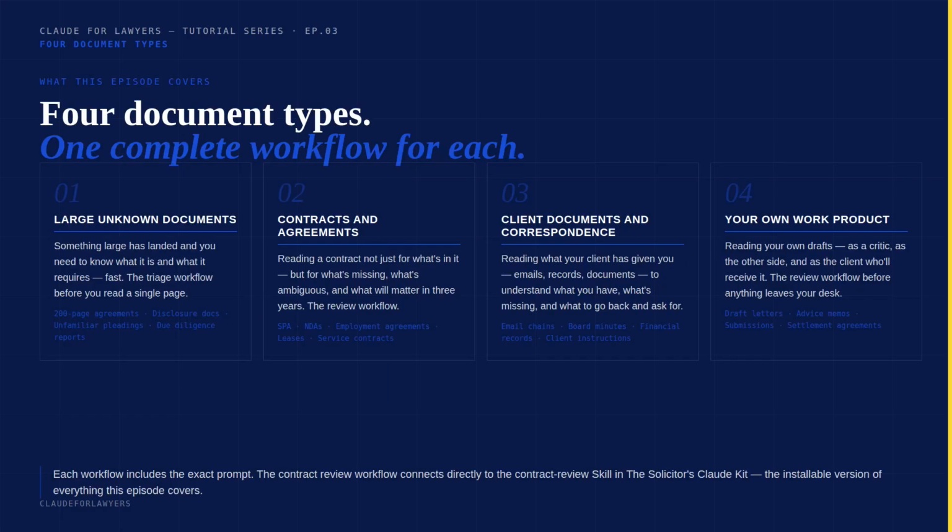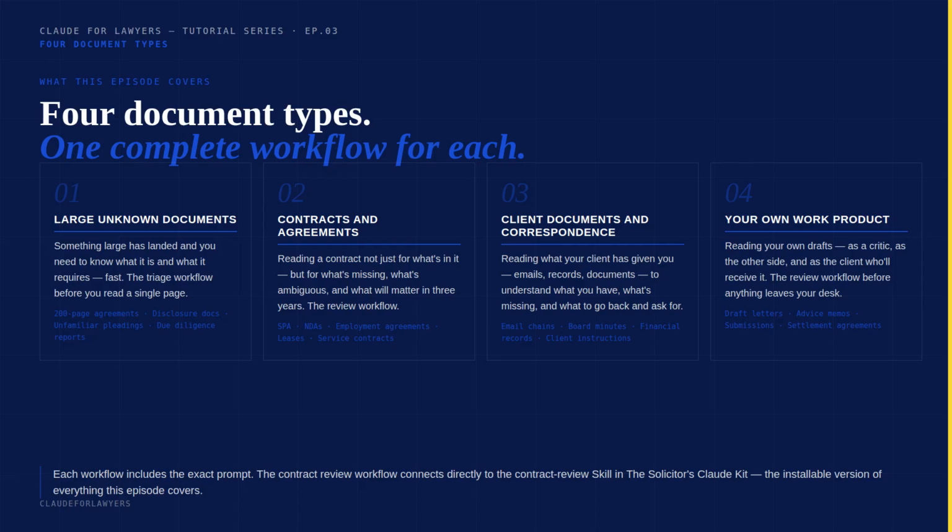4 document types are covered in this episode. Large unknown documents. Something significant has landed, and you need to know what it is and what it requires before your first read. Contracts and agreements. The review workflow that goes beyond what's in the document to what's missing, what's ambiguous, and what will matter later. Client documents and correspondence. Reading what your client has given you to understand what you have, what helps, what hurts, and what you need to go back and ask for.